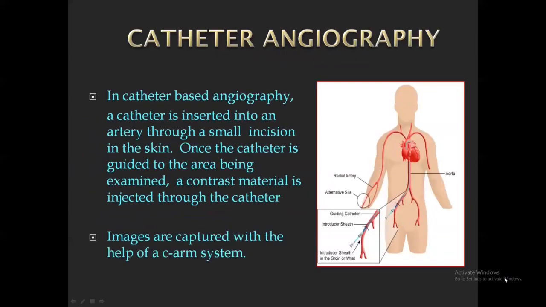In a catheter based angiographic technique, we insert a long tube called a catheter through a small incision made on the skin into the artery, and we guide it through the artery into a particular location which we want to see under fluoroscopic guidance, and we inject contrast to see the blood vessel. Simultaneously, we acquire a lot of X-ray images that will give a digital subtraction angiogram.